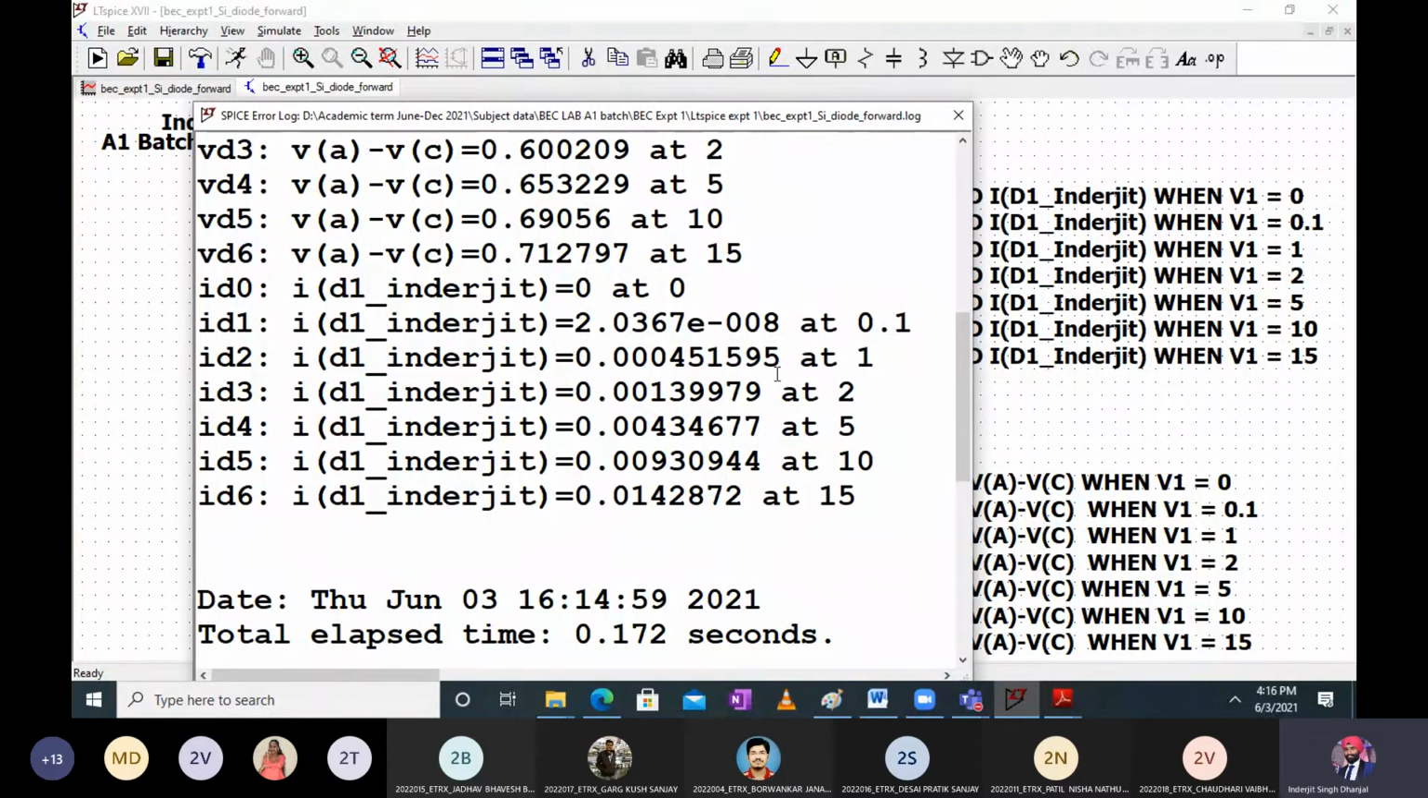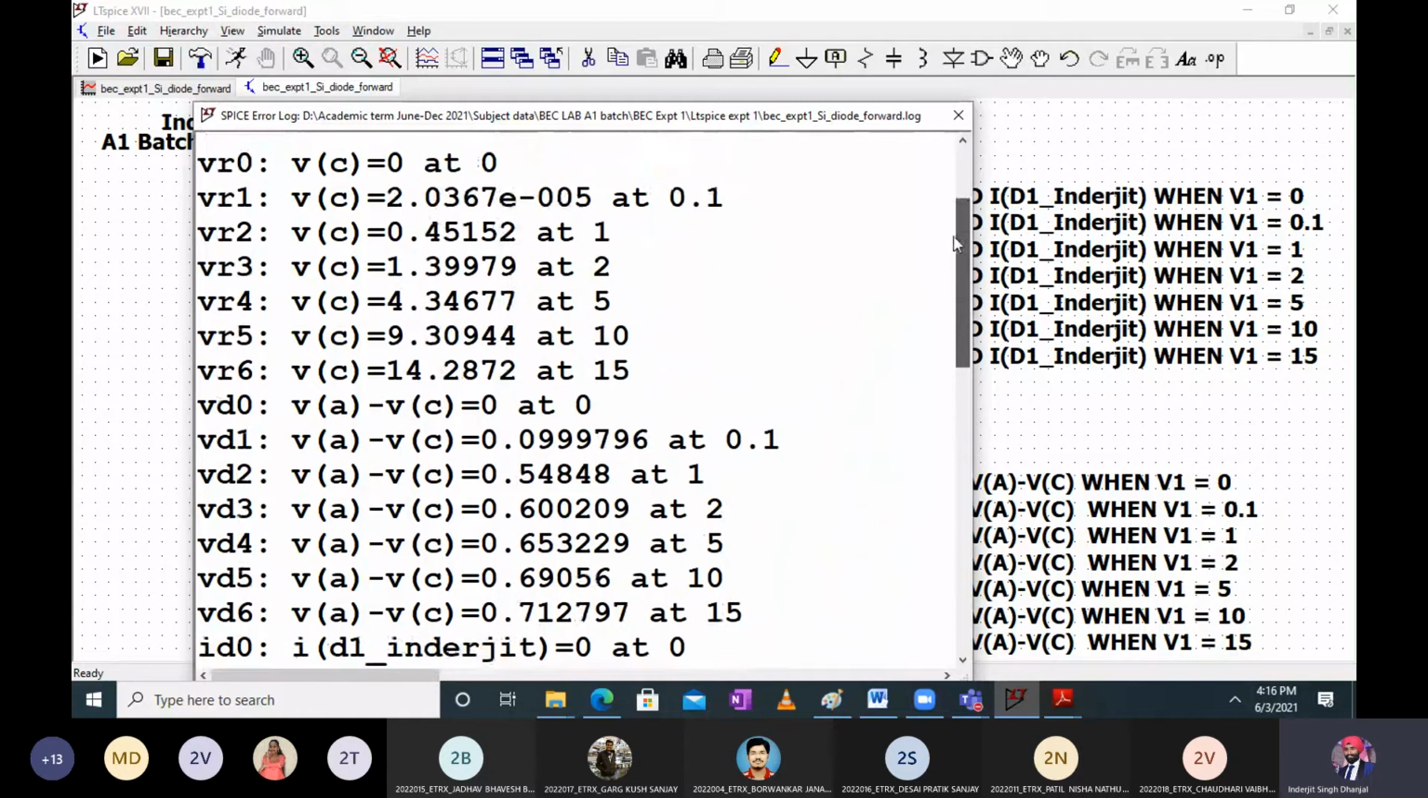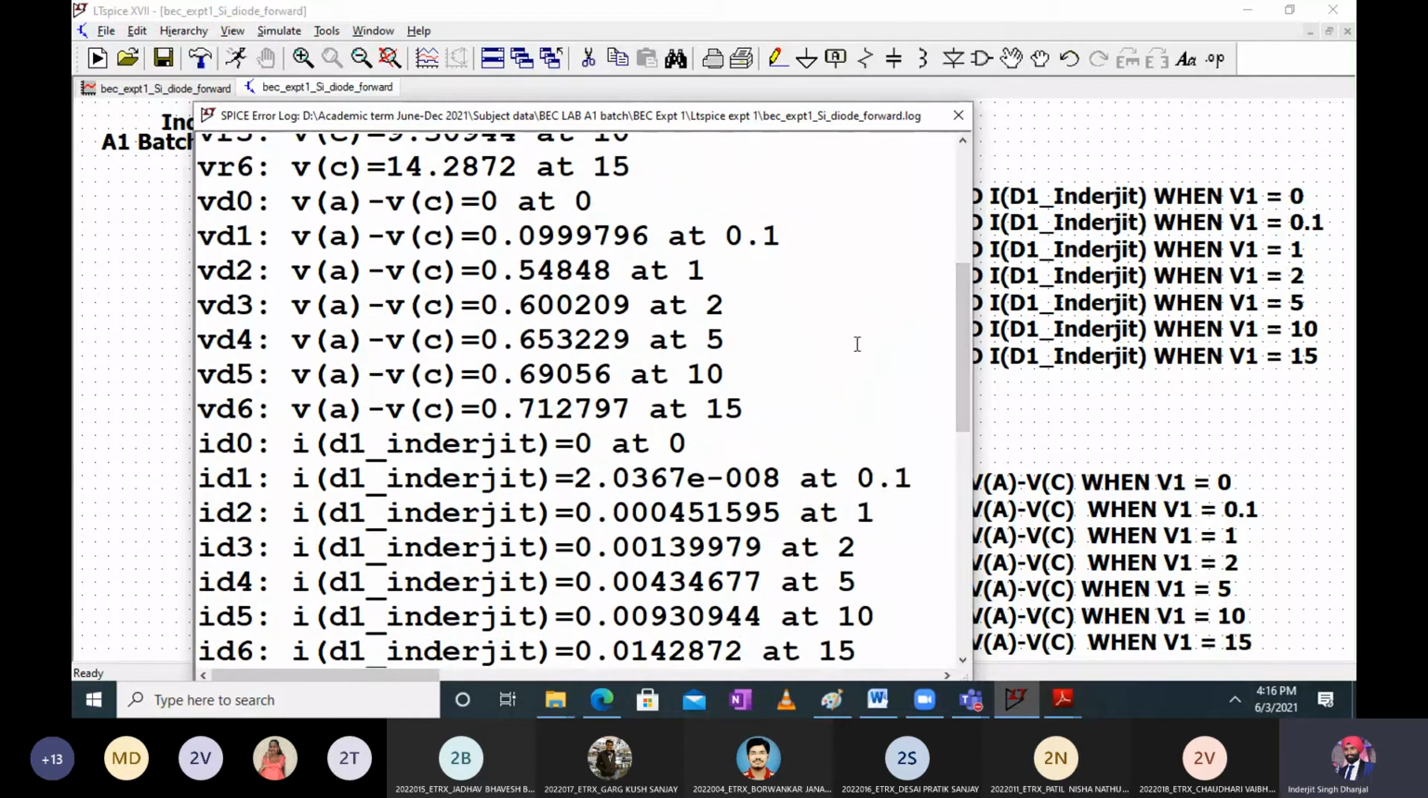So at supply voltage 2 volt, the current is around 1.3 milliamperes. At 5 volt, it's 4.3. At 10 volt, it's 9.3. And at 15 volt, its value is 14.28 milliamperes. Everyone got the point? Hello? Yes, no? Yes, sir.